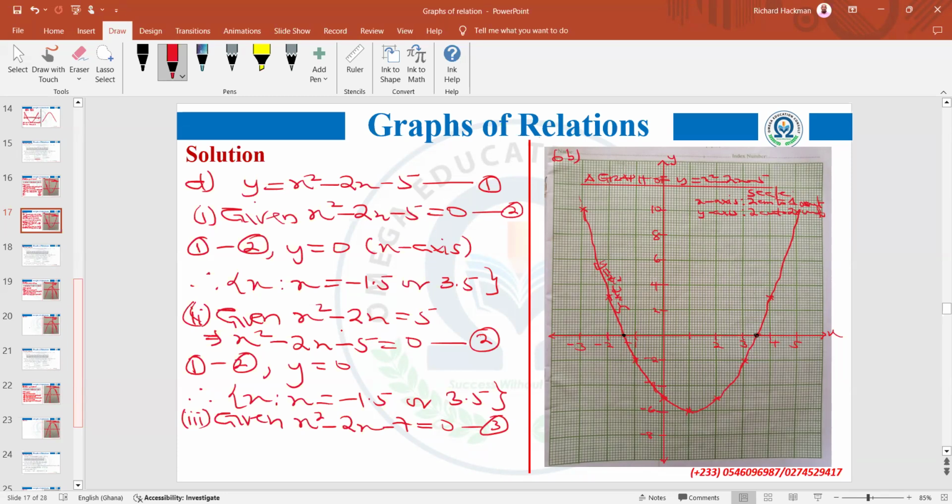So what do we do? Remember, we said we should always subtract the given equation that we are solving from the given relation. So this time round, I'm going to have relation 1 minus relation 3. That gives us y minus 0, which is y, is equal to s squared minus s squared, which gives us 0, minus 2s minus 2s, which also gives us 0, and minus 5 minus 7, which gives us plus 2. Is that clear?